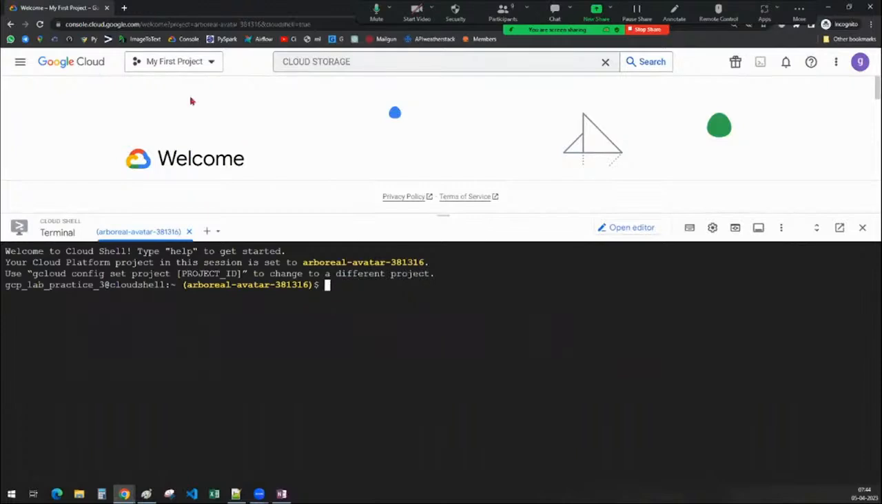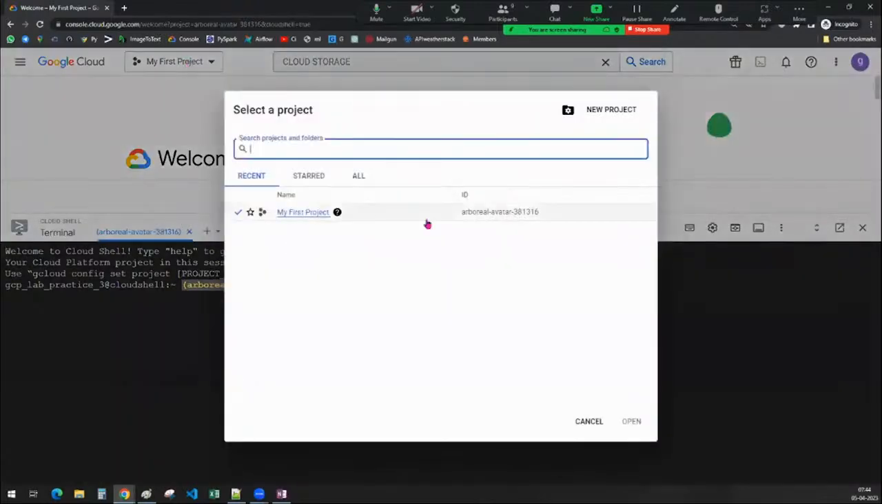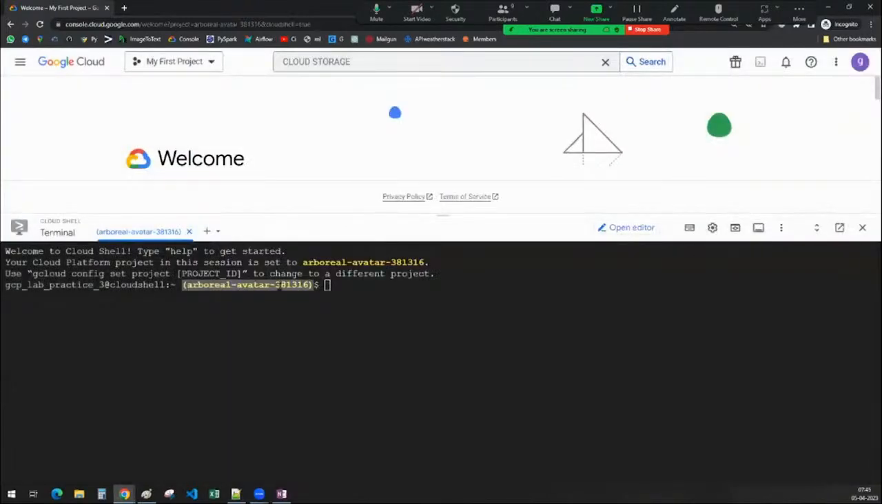Whenever you are working from the console, the very first thing is you select a project, right? Likewise, whenever you work from a Cloud Shell, you also select a proper project. By default this project is selected. How do I know? Every project is tracked with the help of its project ID, guys. So this is your project ID, Arboreal Avatar. Here you see Arboreal Avatar.